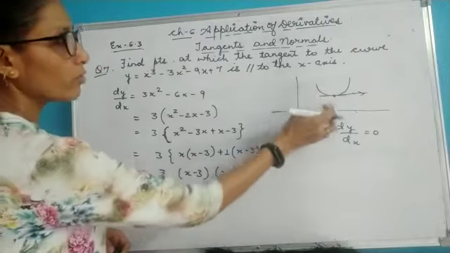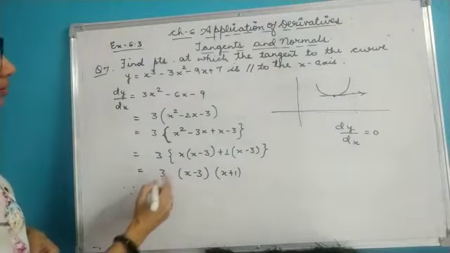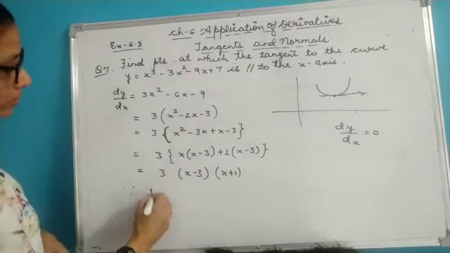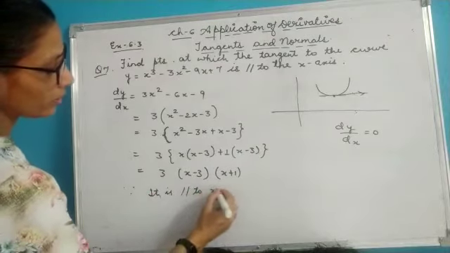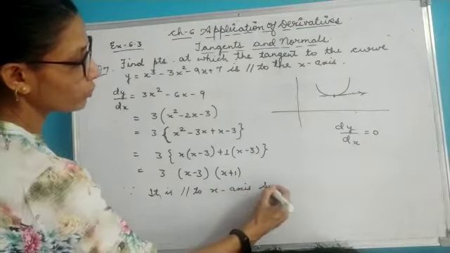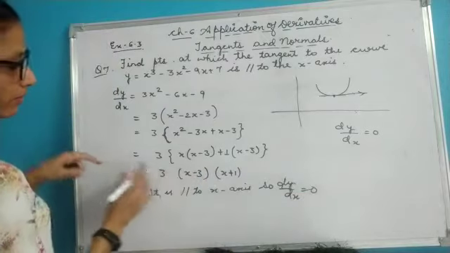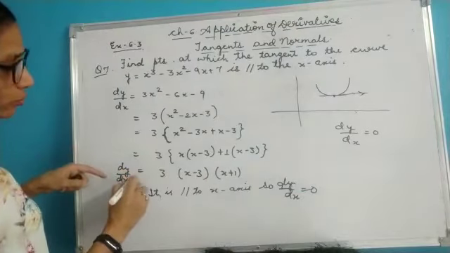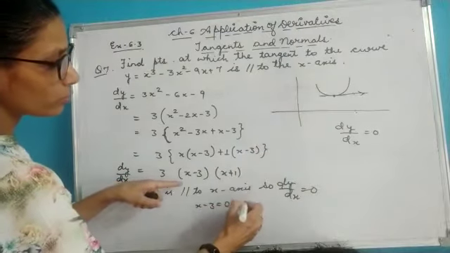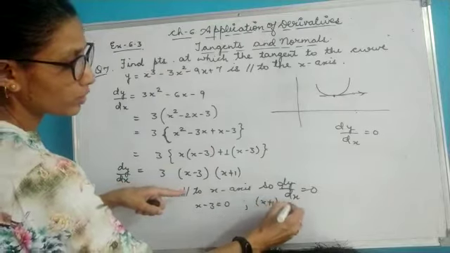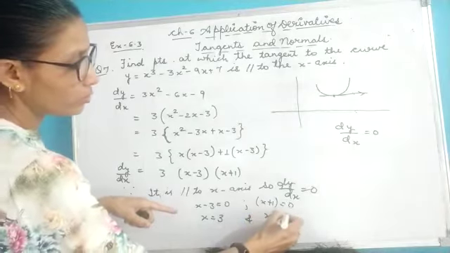Now children, for the line to be parallel to the x-axis, dy by dx will be equal to 0. So this is my dy by dx, which should be equated to 0 if it is parallel to the x-axis. That means x minus 3 equals 0, or x plus 1 equals 0. That means I am getting x equal to 3 and x equal to minus 1.